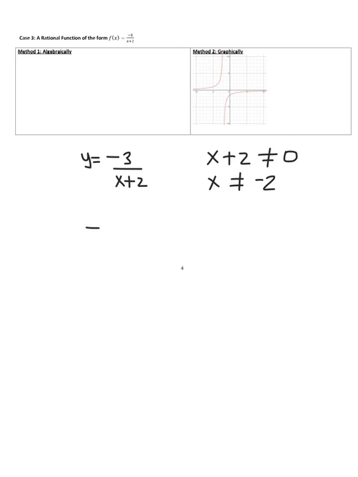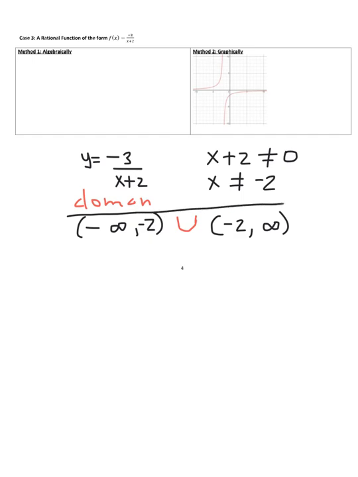So starting from negative infinity, it can be any number. But when I get to -2, it cannot be -2. There will be a break in the graph, and then it's going to continue after negative 2 all the way to positive infinity. Note that in between there is going to be a break, so I'm going to use U for union. So this is the domain.